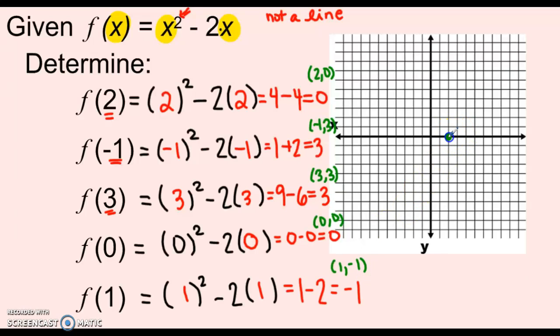And we're just going to go ahead and graph our points. Negative 1, 3, 3, 3, so 1, 2, 3, 1, 2, 3. I've got 0, 0, and we've got the point 1, negative 1. So what this looks like is this U, which we call a parabola.